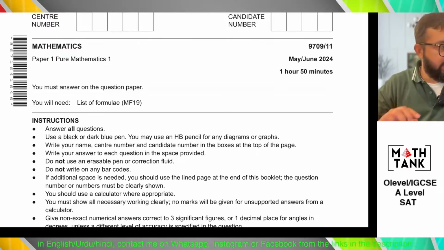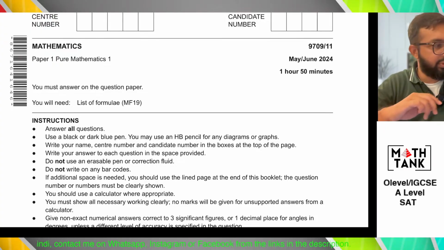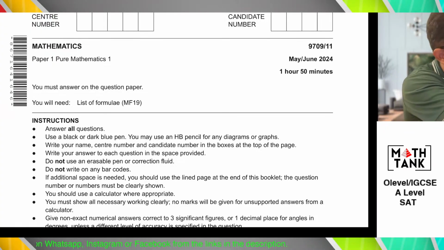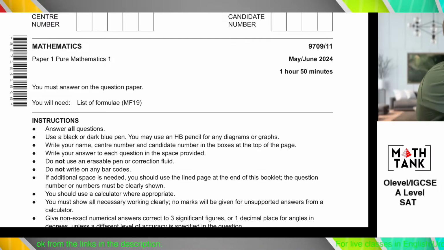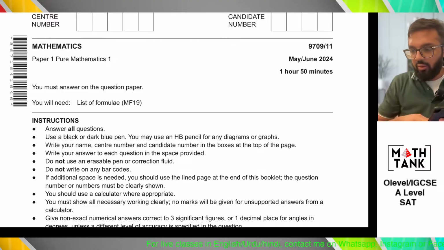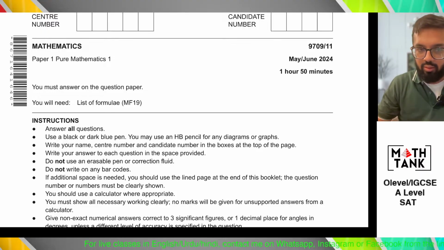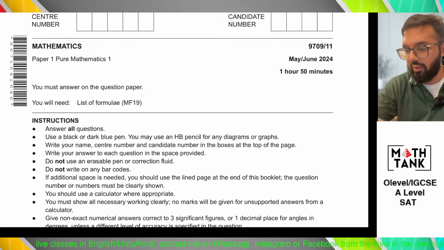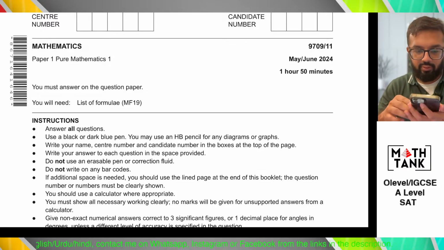Okay, let's begin with this exam. This is May June 2024, variant 1-1. I'm just grabbing my calculator so that I can calculate. Let's begin. Just one little thing that's left.